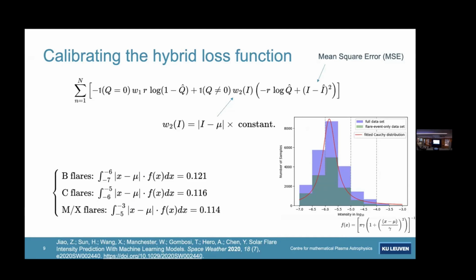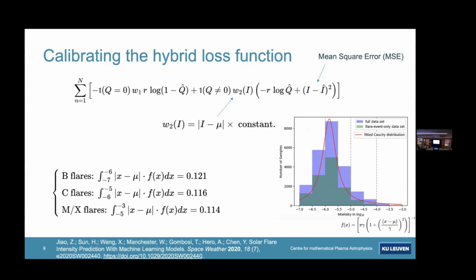And also what is interesting here is that if you use this weight factor, W2, which is proportional to the intensity of the flare, in effect, what this does is, in a way, oversample the data which has flares proportional to the intensity. So if you integrate the distribution function with this weight, you will see that each flare is actually equally weighted.